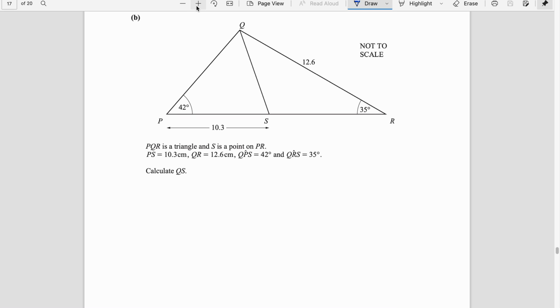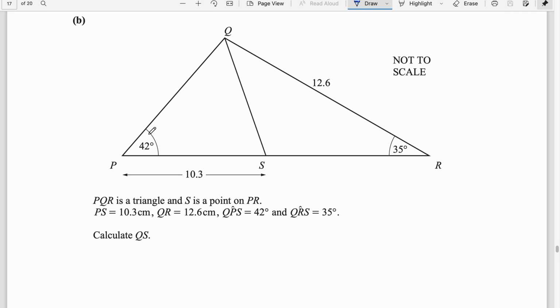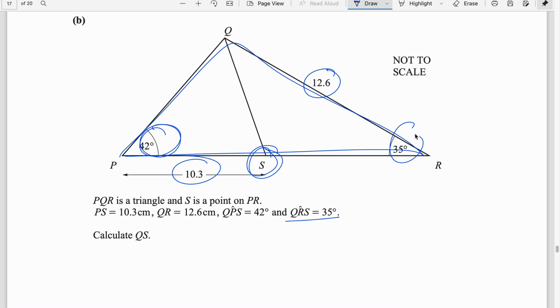Question 9, B part. PQR is a triangle and S is a point on PR. PS is 10.3. QR is 12.6. Angle QPS is 42. Angle QRS is 35.